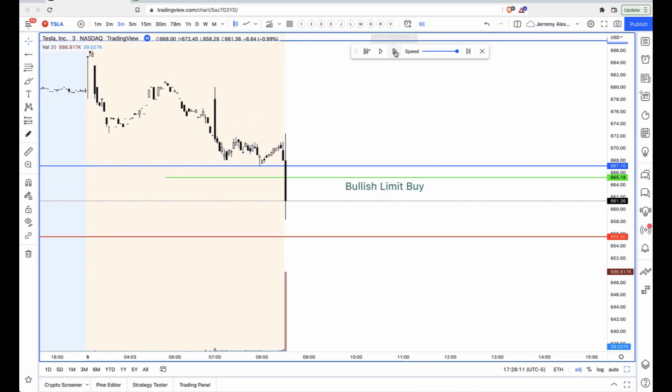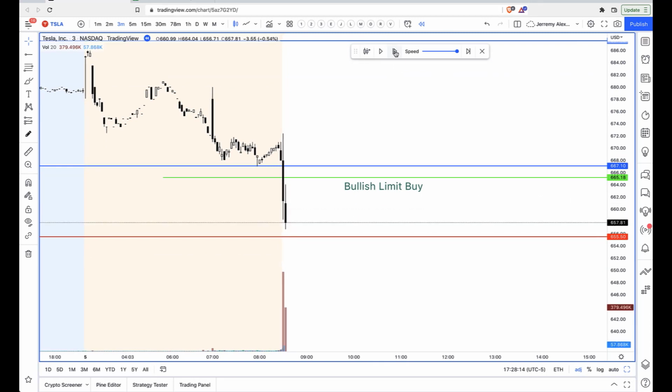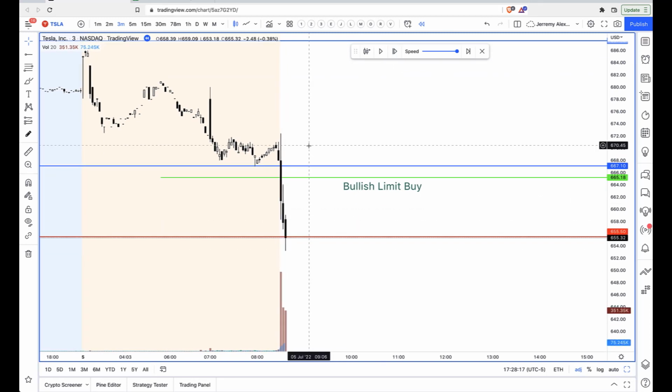So let's just see what happens on the next candle. The next candle will determine if we win or lose on this trade. So this will be a loser. Yep, and there we go. So we got stopped out on the trade.